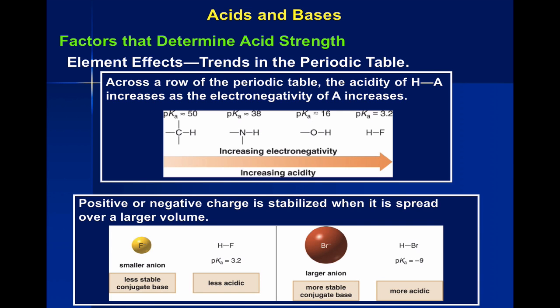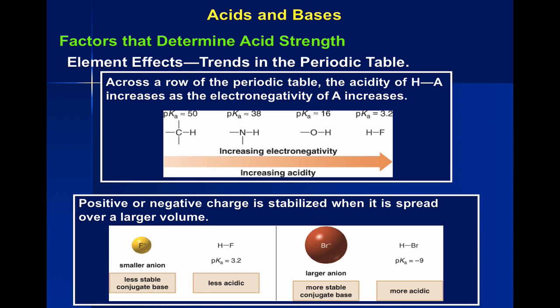Now, one of the things that you all will confuse, because everybody does every year, is the element effect and the inductive effect. So we're going to try to distinguish the two. The element effect is the effect that we see when that element bears the negative charge. That's important. The inductive effect has other elements in it, but those elements don't bear the formal negative charge, and so that's why we distinguish the two. So the element effect is really what you learned in general chemistry as the trends in the periodic table.